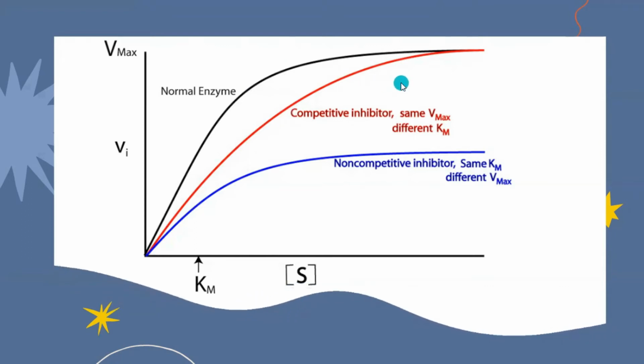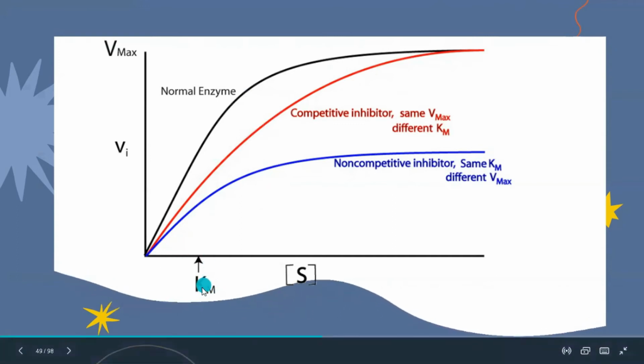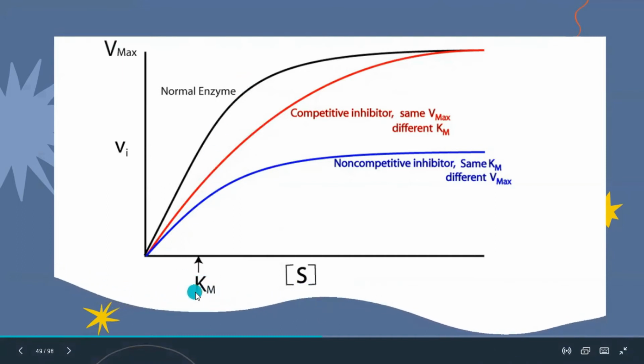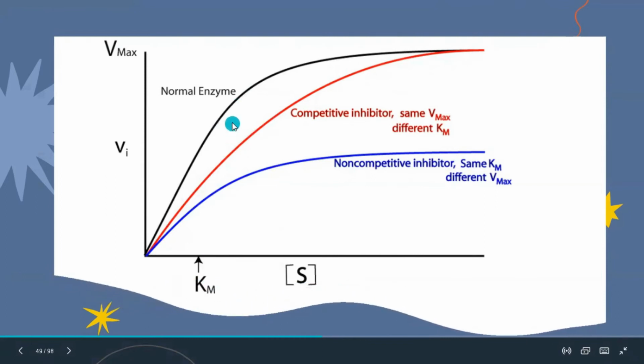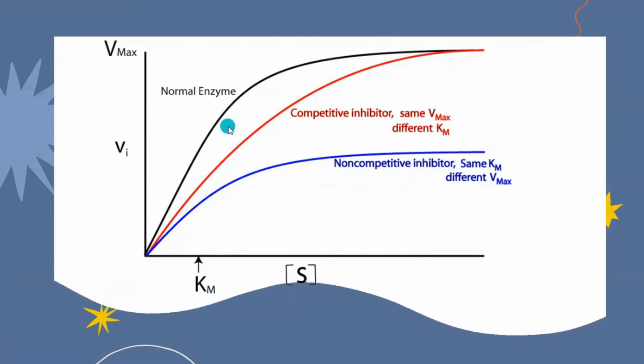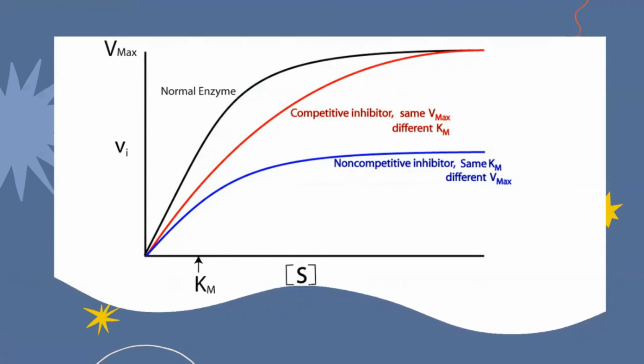Ang mangyayari, itong Km, this is the amount of substrate used, diba? So yung Km, ito yung correlate moments. Ang mangyayari kay Gerald, tataas yung correlate moments niya, kasi parang nauungusan na siya.